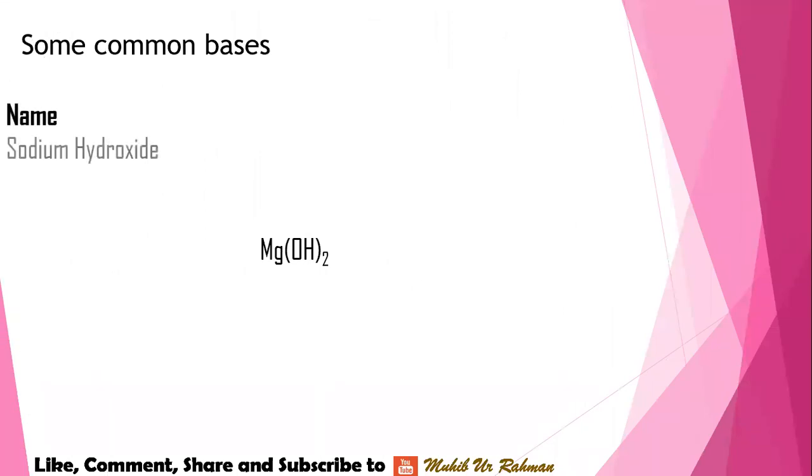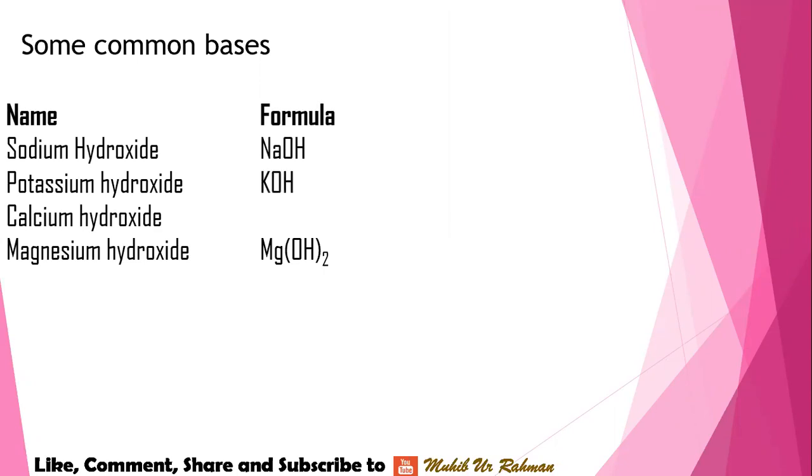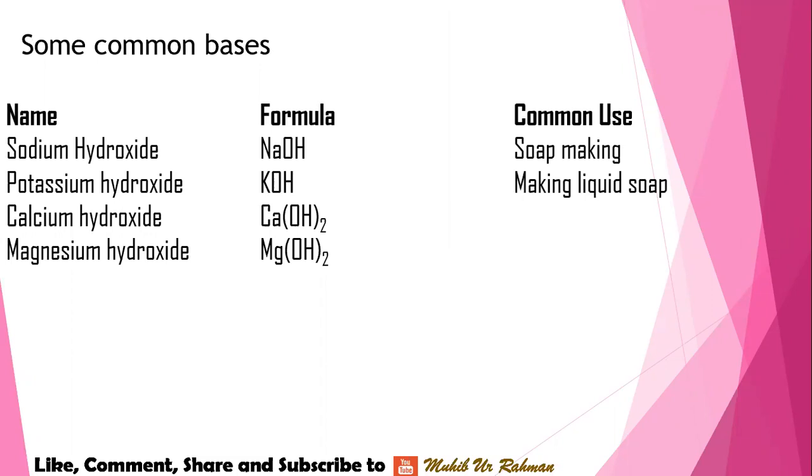Similarly, there is another table of some common bases: sodium hydroxide, potassium hydroxide, calcium hydroxide, and magnesium hydroxide. You have to learn both these tables, the table of acids and the table of bases, along with their common uses. The examiner may ask a question of 3 marks about the common uses or formulas of some acids or bases, or MCQs may come in your exam about the use or formula of some common base or acid.